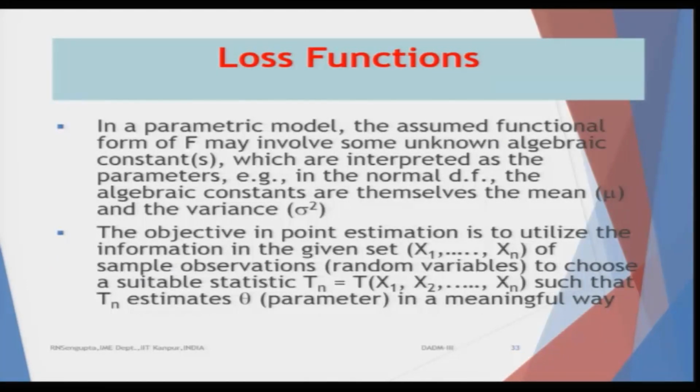When we are doing a parametric model estimation, the assumed functional form of F may involve some unknown algebraic constants, and these are the constants which I mentioned, alpha, beta, gamma for our case. They would be interpreted as the parameters which I told, and in general for the normal distribution, the algebraic constants, the parameters, are given by mu, which is the mean, and sigma square, which is the square of the standard deviation, which is the variance.